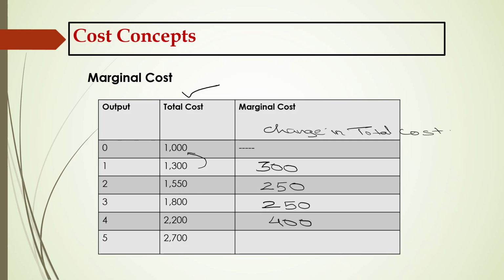Again, when the output is 5, the total cost increases to 2700. So what is my marginal cost? Change in total cost. So 2700 minus 2200, my marginal cost is 500.